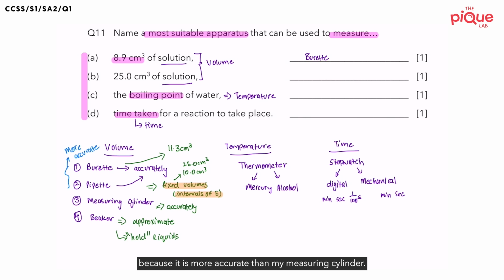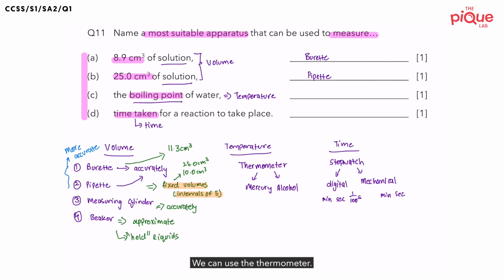Moving on to B, they want us to find an apparatus used to measure 25.0 cm cube of solution. Which apparatus can I use? We see that this is a fixed volume and it's also an interval of 5, so we use the pipette. Moving on to part C, what can we use to measure the boiling point of water? We can use the thermometer.